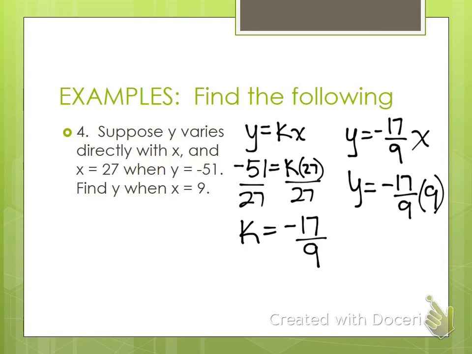Lanaya, what do you get when we plug 9 in for x? So we would get that y equals negative 17. If you're wondering how she got that so fast without a calculator, hopefully we recognize that the 9 in the denominator and the 9 we're multiplying with it would reduce to 1. So we really just have 17 over 1.